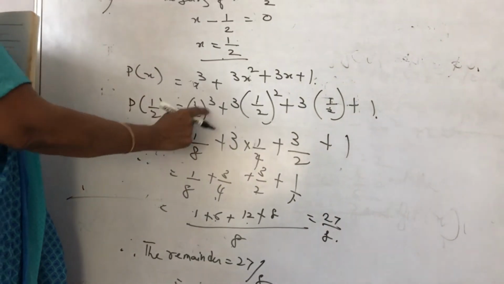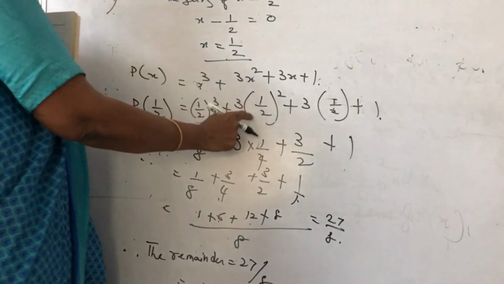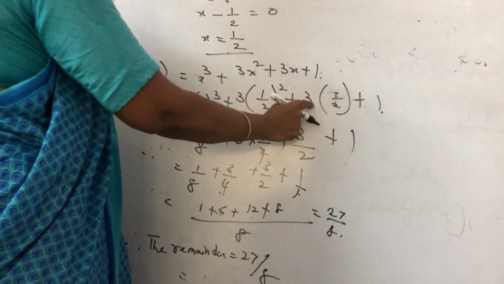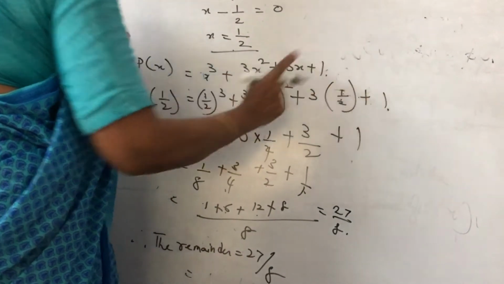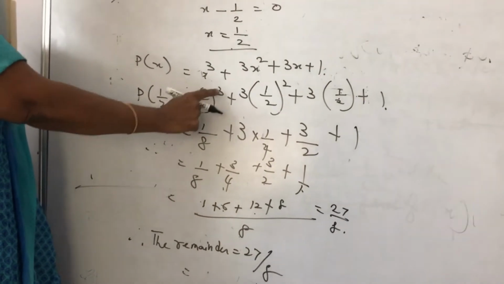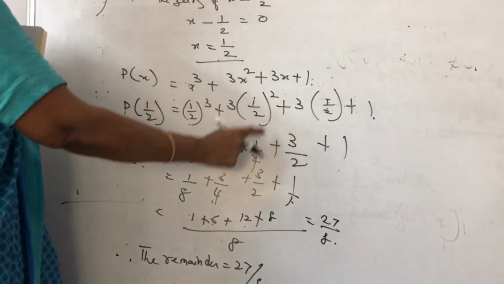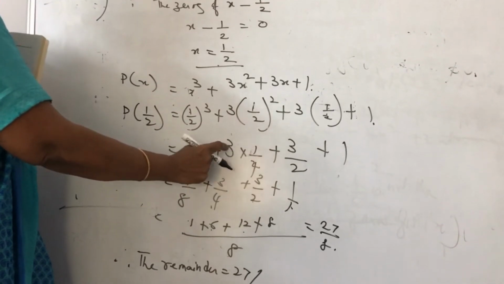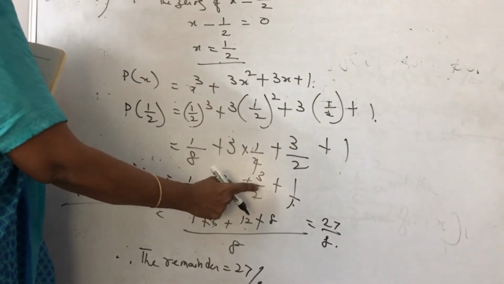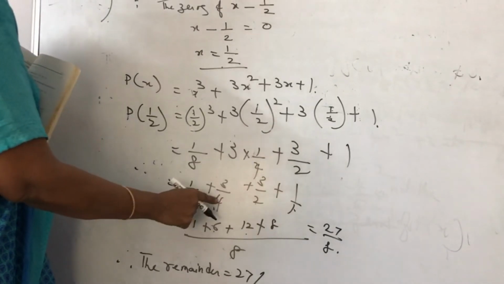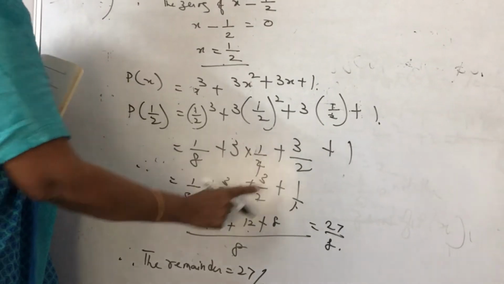1 by 2 the whole cube plus 3 into 1 by 2 the whole square plus 3 into 1 by 2 plus 1. Expand. 1 by 2 on cubing is what? 1 by 8. 1 by 2 on squaring is what? 1 by 4. What is 3 into 1 by 4? 3 by 4. Addition with different denominators.